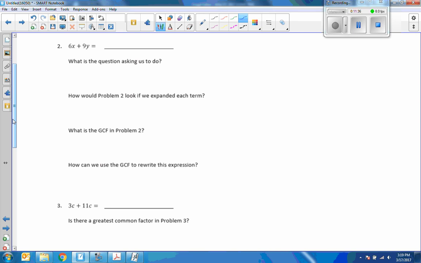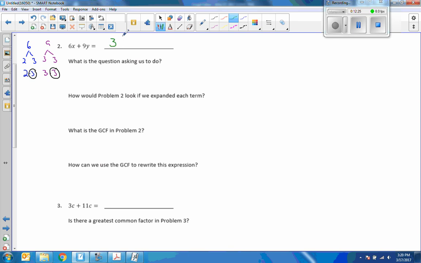Number 2. 6x plus 9y equals. Okay, so again, they want us to factor out the common factor. And if you have trouble with this, do a factor tree. 6 is 2 times 3. So my factors are 2 times 3. 9 is 3 times 3. So 3 times 3, and then I'm going to circle what they have in common. This has a 3, and that has a 3. And they have things that are not in common, or uncommon, they're different. So they are not going to be part of the factor. So the greatest common factor of these two terms is the number 3.